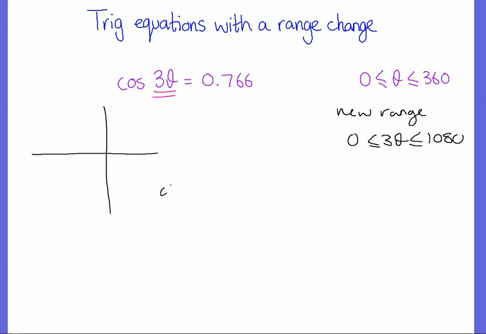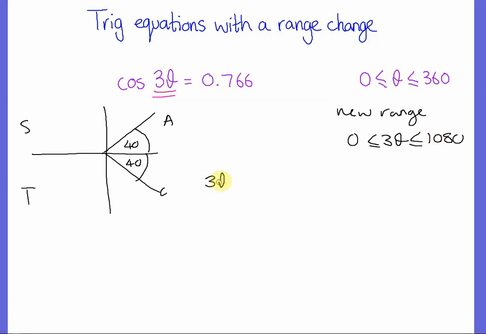So CAST. The cosine ratio is given positive values, so cosine's positive there and there. If we use our calculator, and I'm just going to, yeah, mine's in the right mode. So shift cos of 0.766, we get 40. This is the one it's given me on the calculator, it's the first one. And this is also 40. Okay, so we're going to have to go round for this range.